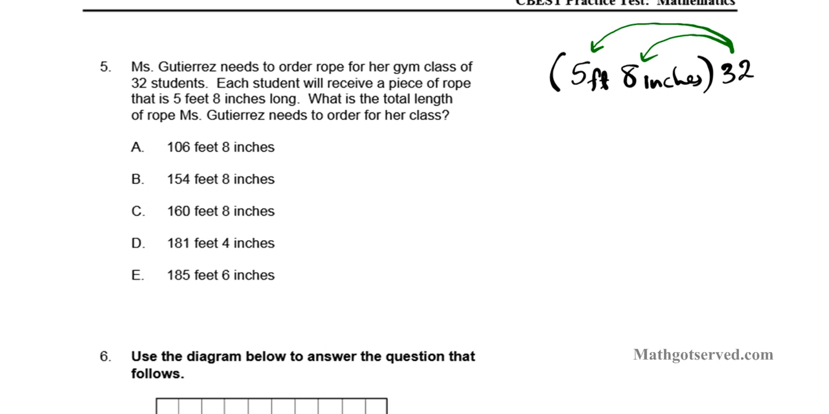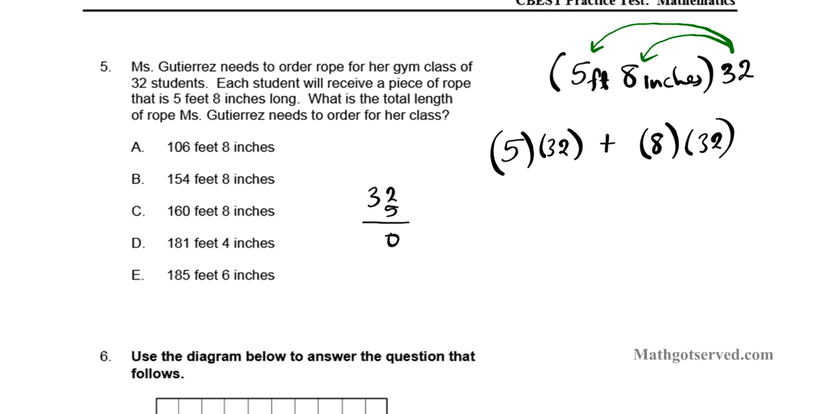Okay, so please be careful when doing conversion calculations. So we have 5 times 32, and then we're going to add that to 8 times 32. Okay, so that's how we're going to do it. So let's do our multiplication. 32 times 5: 5 times 2 is 10, 0, carry 1; 5 times 3 is 15, plus 1 is 16. So 160 feet.